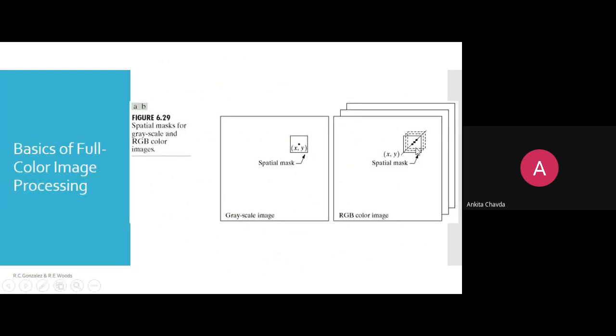If I want averaging of my image, I just want to apply an averaging filter. If this is your grayscale image, you are just considering your filter size, suppose it is 3 cross 3. In the single plane, because we were having a single plane in the grayscale image, what you used to do is simply take 9 pixels and divide by 9.